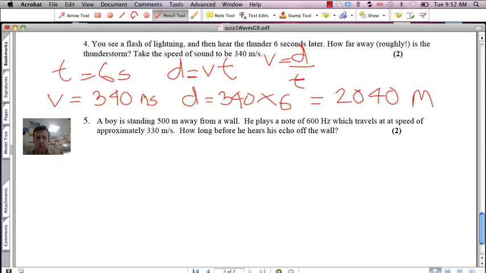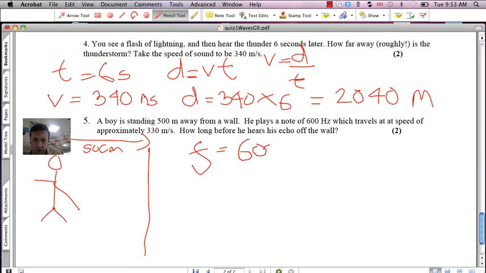Last question. A boy, I'll draw a little picture of a boy with very strange arms, is standing 500 meters away from a wall. This is not drawn to scale. So he is 500 meters away. He plays a note of 600 hertz. So I have a frequency f equals 600 hertz, which travels at a speed of 330 meters per second. I have a speed 330. How long before he hears the echo off the wall? So I'm looking for a time.